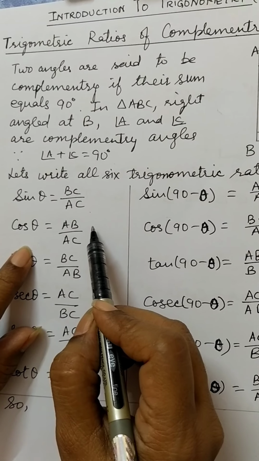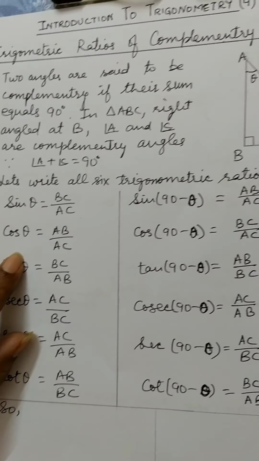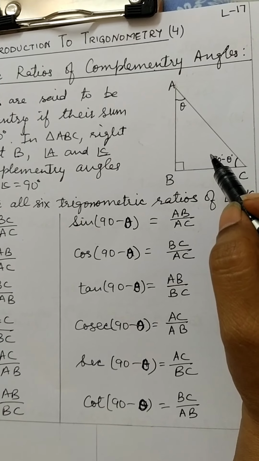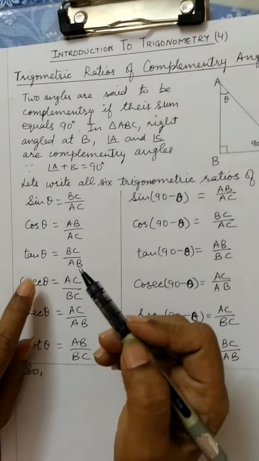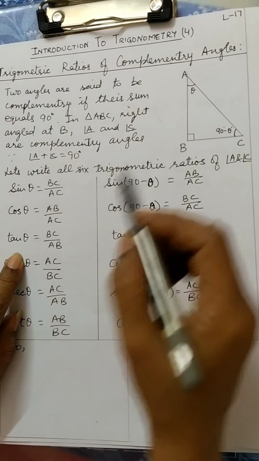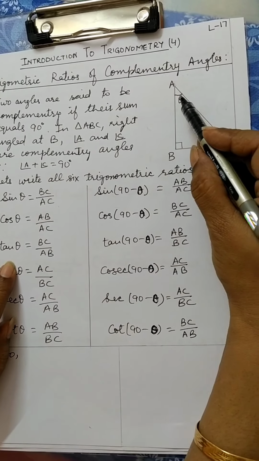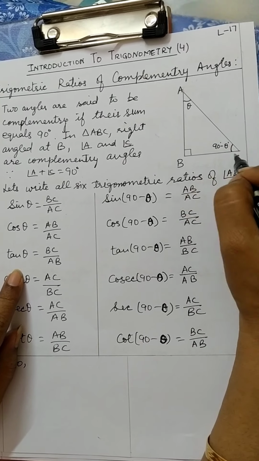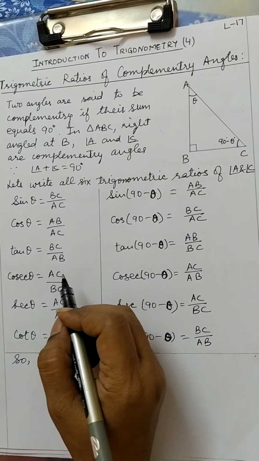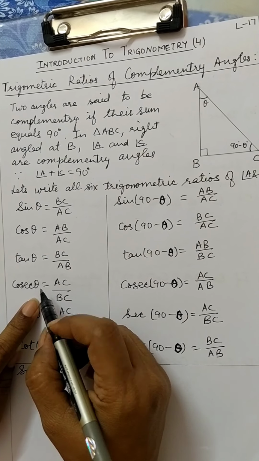Cos theta is what? Side adjacent to theta upon hypotenuse. Which side is adjacent to theta? AB upon AC. Next, tan theta. Tan theta is side opposite to theta upon side adjacent to theta. So BC upon AB.